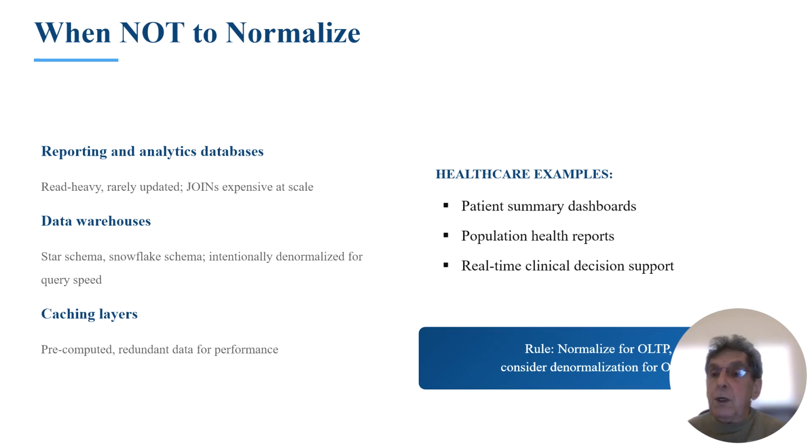The rule of thumb: normalize for online transaction processing, OLTP, your operational systems that handle day-to-day data entry. Consider denormalization for OLAP, online analytical processing, your reporting and analytics systems. But for the X-Health database that clinicians use daily, normalize to third normal form. For the reporting database that executives query for trends, strategic denormalization is acceptable.